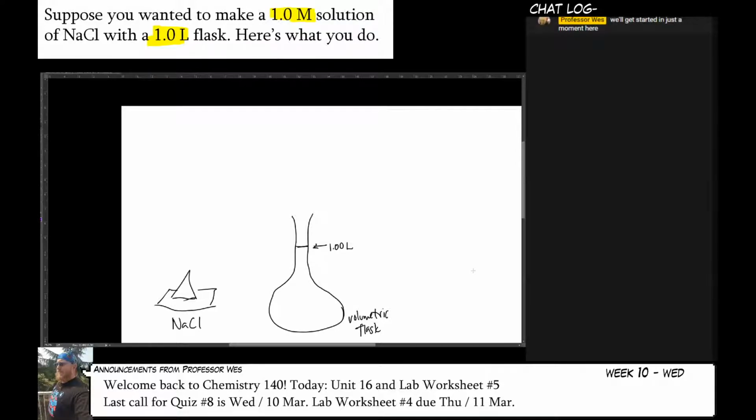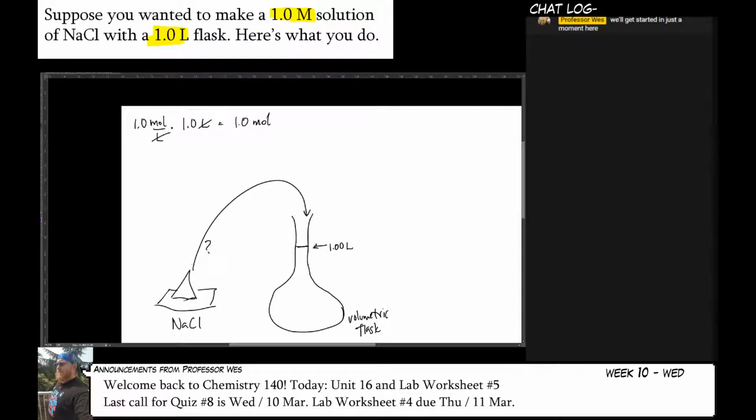The bottom is rounder and the top is narrower, whereas an Erlenmeyer flask would be more triangular. So what I need to do is put some quantity in here, but how much do I put in here? Well, if I want a 1 mole per liter solution, and I want 1 liter of it, that would mean that when I multiply those two things together, the units would cancel out, and I would be left with 1.0 moles of solid that need to go in here.